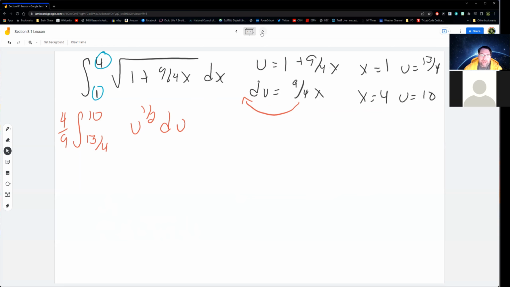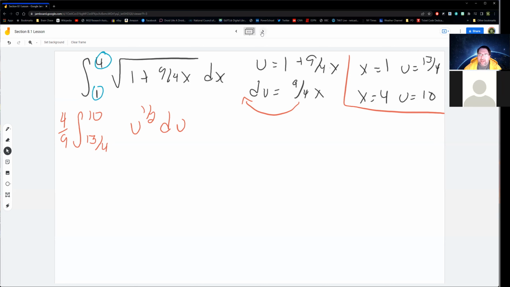You can ignore this step over here if you want. You just have to substitute back in the u at the end, back with the 1 plus 9/4 x. And you're gonna do the exact same thing anyway, by plugging in the 1 and the 4. Does that make sense or no? Okay, so all we're doing is just switching it over to u. Yeah, basically, just to make my life easier.